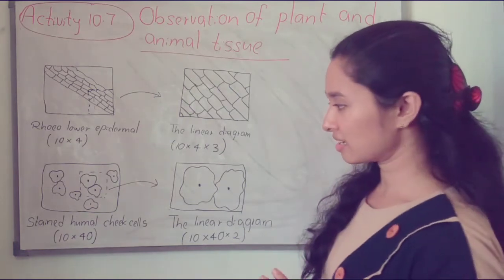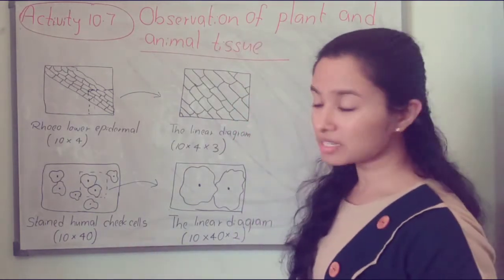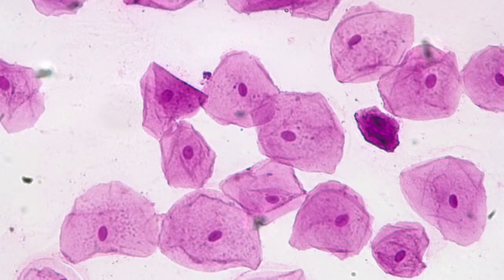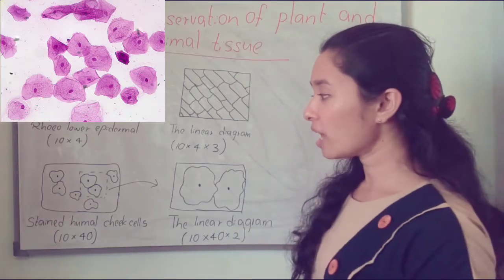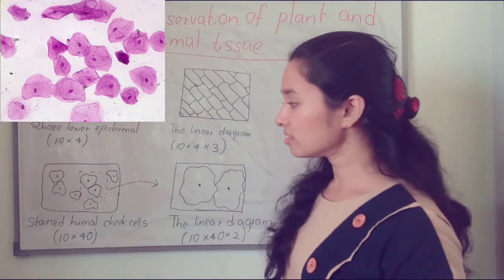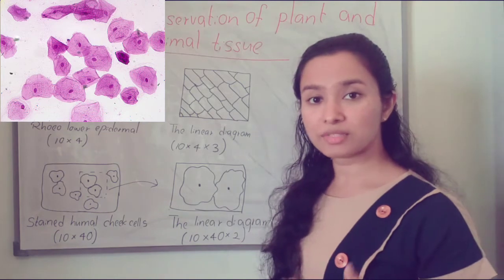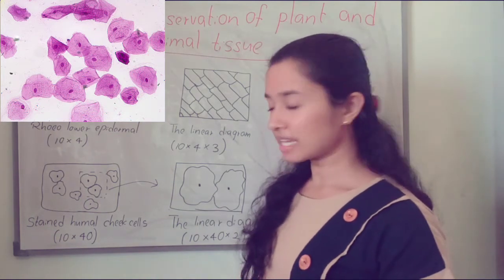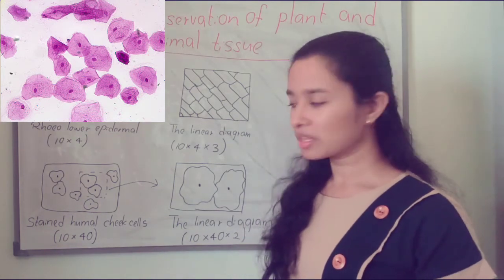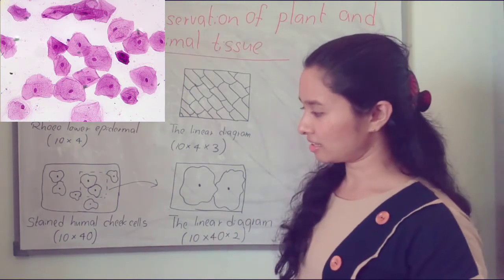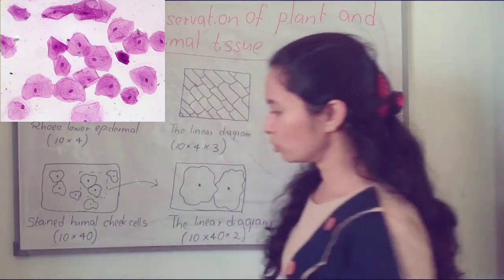Understood? Then the second one. This is the animal tissue. Cheek cell. Stained human cheek cell. Stained means we have to stain the cells. While staining, we can observe the cells clearly. Staining means we have to add color to observe them well. Okay, this is stained human cheek cells.